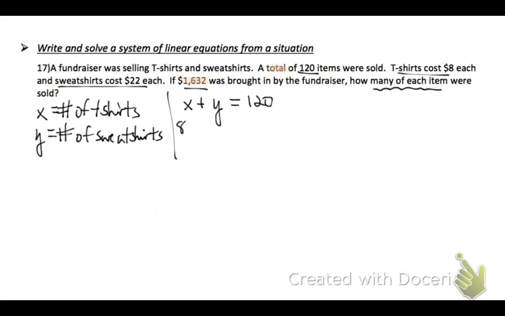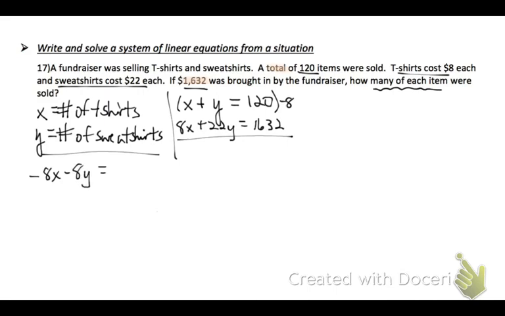Now we can put money in. So $8 per t-shirt plus $22 per sweatshirt will equal 1,632. Now we can solve either using substitution or elimination. I think I'm going to use elimination, and I'm going to multiply my top equation by negative 8. So I have negative 8x minus 8y will equal negative 960. And then I will just rewrite my second equation.